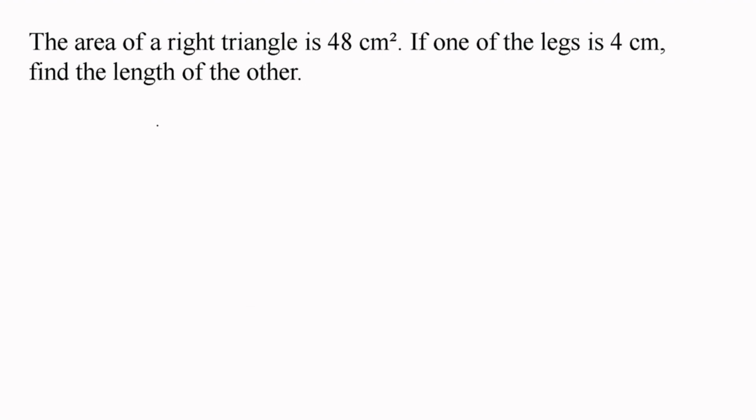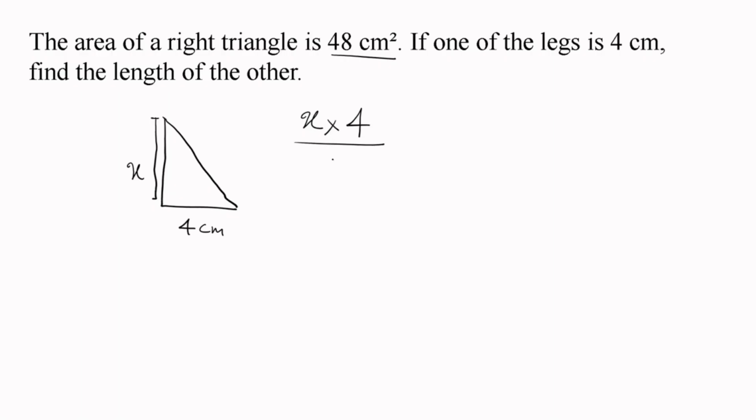We have a right triangle. Okay, we can draw this one. And we have the length of one of the legs, which is 4 centimeters. And find the length of the other leg. It's really simple. I'm going to call it X, and the area is 48. I know that the area of a right triangle can be calculated by multiplying two legs. X times 4 divided by 2. It's going to be 48.